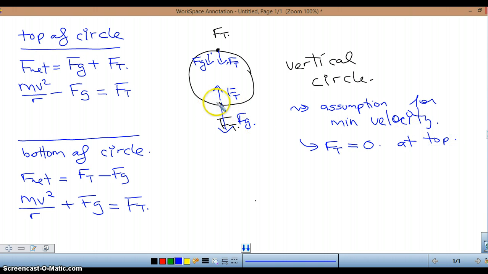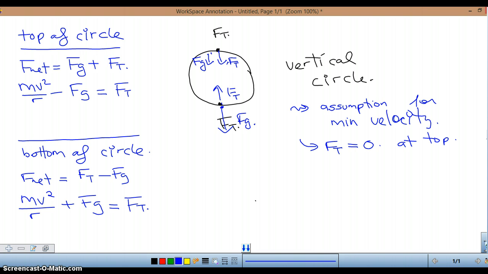Now that's not necessarily true for the bottom. At the bottom, your tension will always be larger than at the top. But if the question asks you that this is the minimum velocity required, then this is the assumption you're going to make, that the Ft at the top is going to be 0, so therefore your F net is going to be made up of only your Fg. Hopefully that is something that you understand. Please do ask these questions in class if you have any problems.